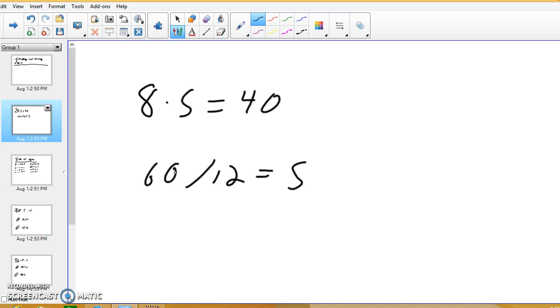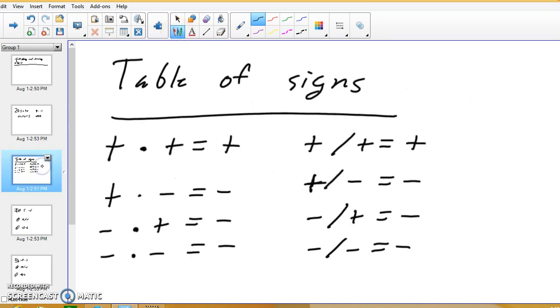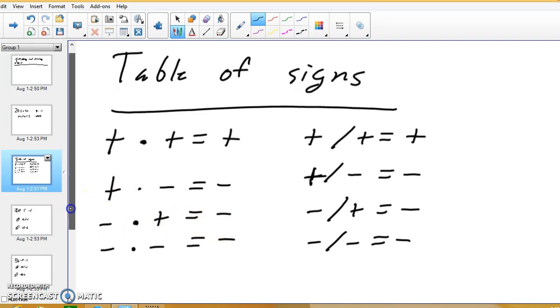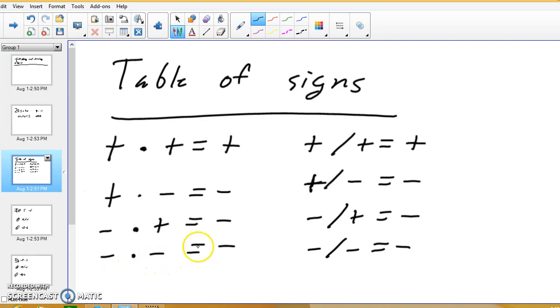So the way that we will multiply and divide integers, say we have 8 times a negative 5 or a negative 60 divided by 12, is just following this simple table that has been constructed. Imagine you have a positive number times a positive number, that is equal to a positive number, as you can see here. On the contrary, if you have a positive times a negative, that is equal to a negative. Same thing works if we flip the numbers around. A negative times a positive is equal to a negative. But then if we have a negative times a negative, we have a positive.